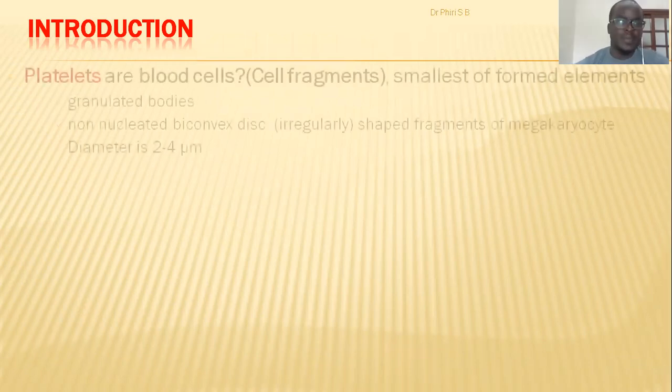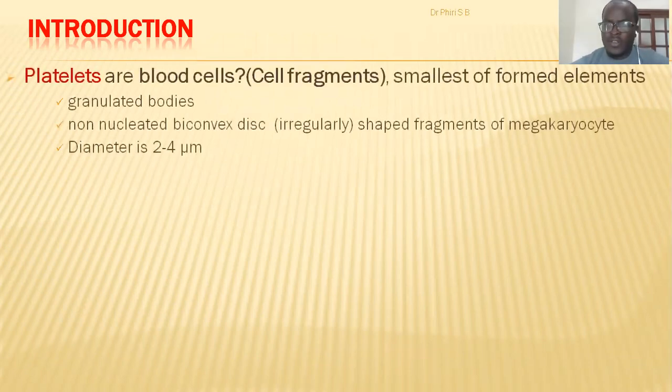So let's start with the introduction to thrombocytes, or platelets. What are platelets? It's questionable to call them blood cells, but it's more convenient to call them cell fragments. These platelets are cell fragments. They are the smallest of the formed elements, the smallest in terms of diameter. They are granulated bodies inside, so they also have granules.